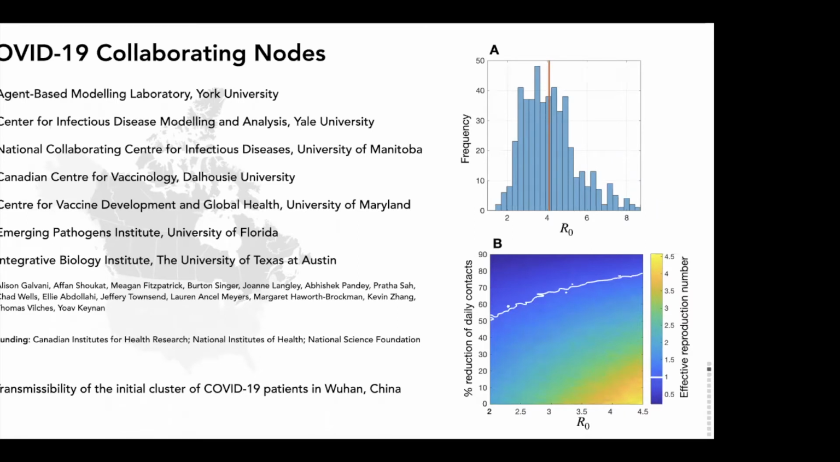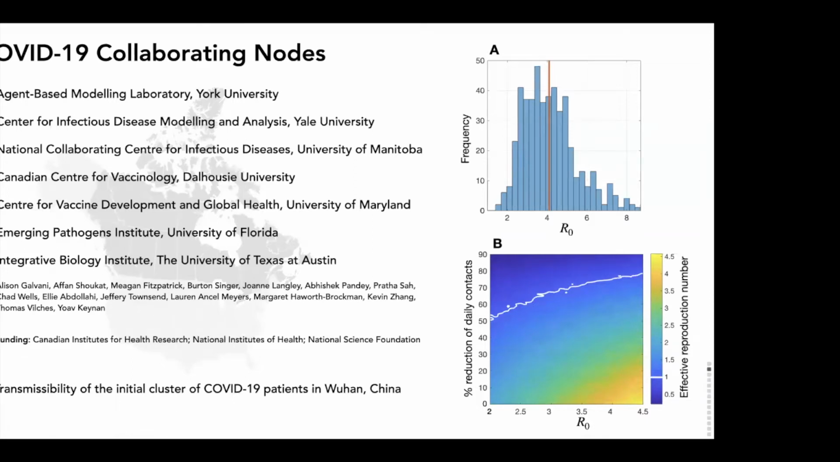There are a number of institutes that have been involved in the projects that we've been conducting, including my lab, the Center for Infectious Disease Modeling Analysis at Yale University, the National Collaborating Center for Infectious Diseases in University of Manitoba, the Canadian Center for Vaccinology in Dalhousie, the Center of Vaccine Development in University of Maryland, the Emerging Pathogens Institute in University of Florida, and the University of Texas Integrative Biology Institute. So there are a large number of individuals who have contributed to this work. I probably missed some names.